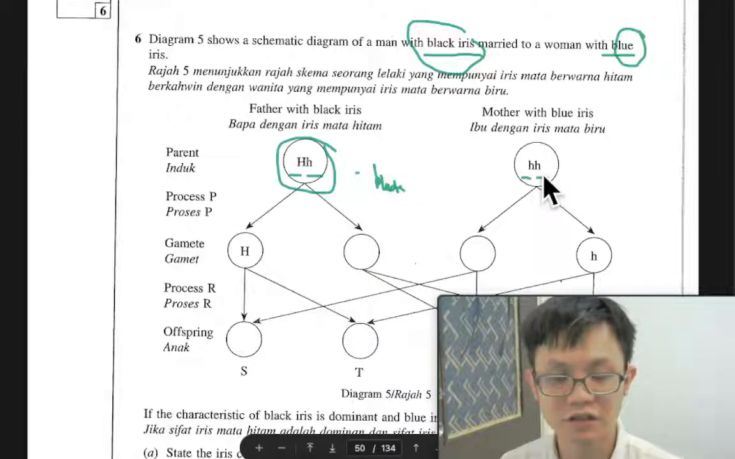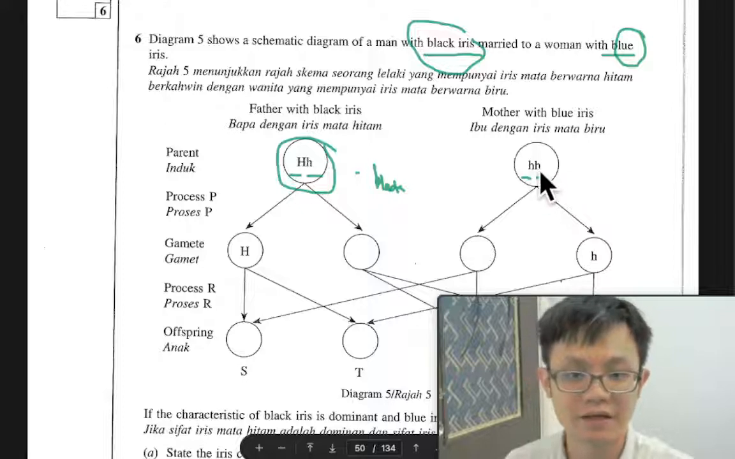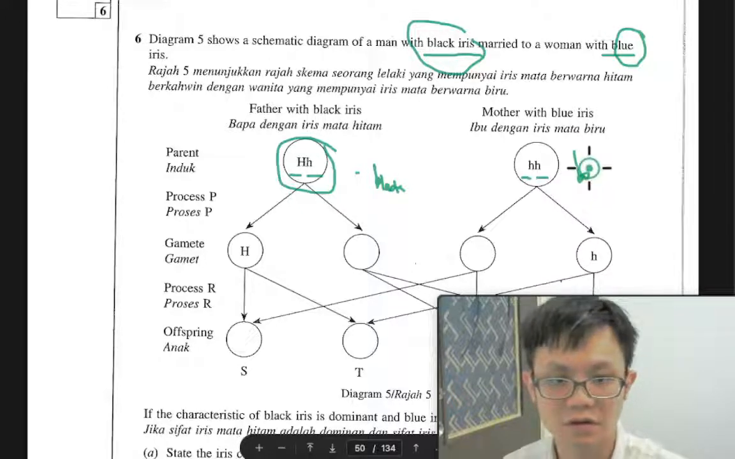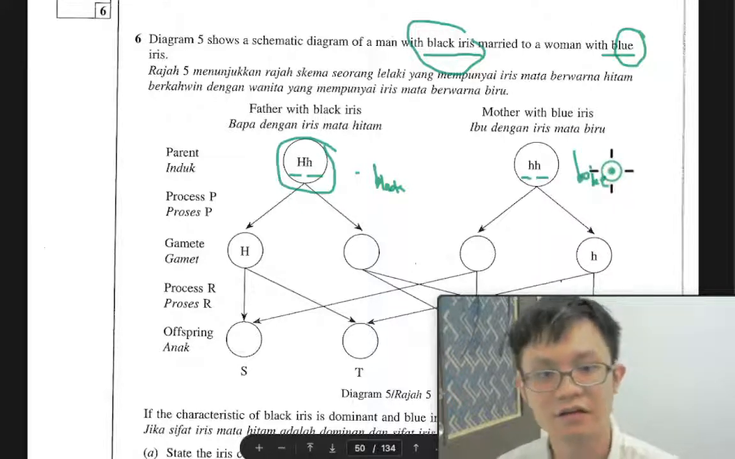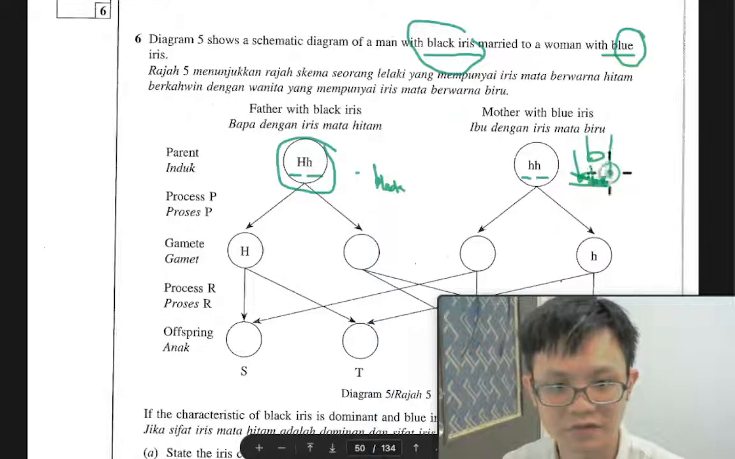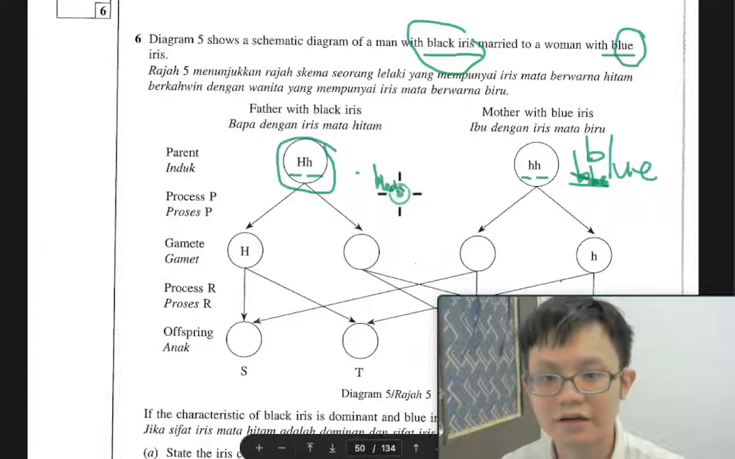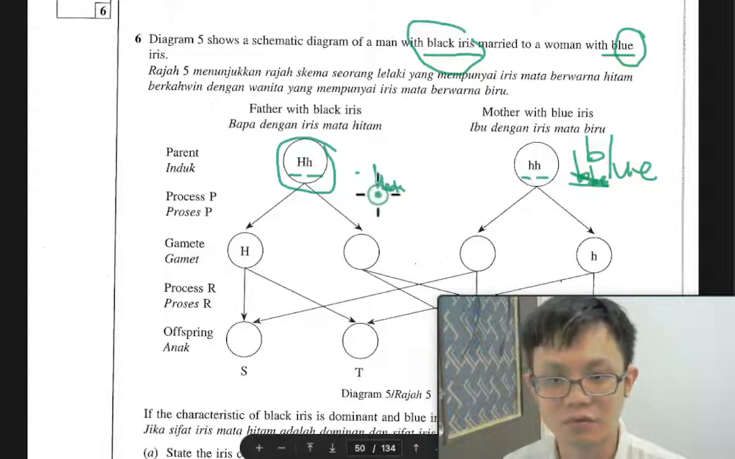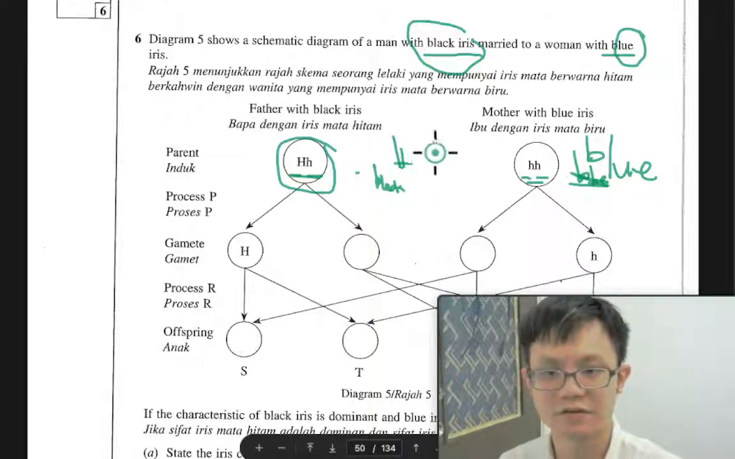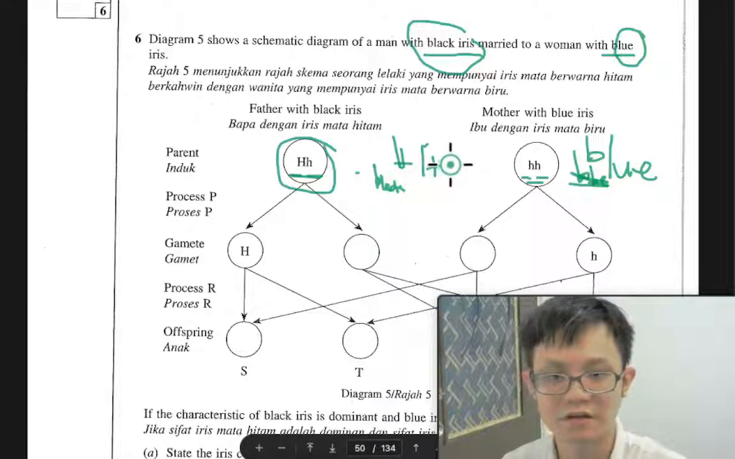And if small h and small h, what color will it be? Blue. Okay, so this is black and blue. Big H small h is black, small h small h is blue. How about big H and big H? Capital H and capital H, it will be black. Why black?